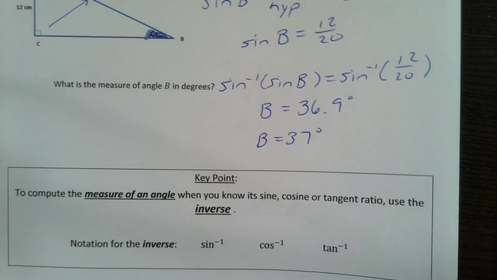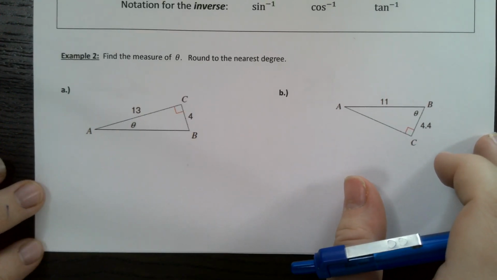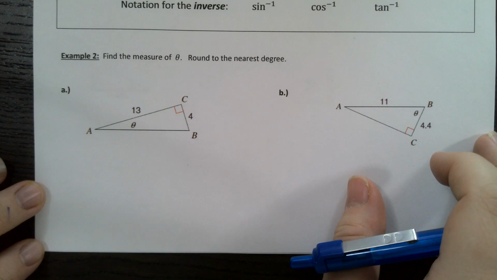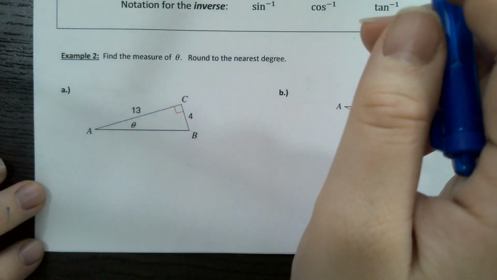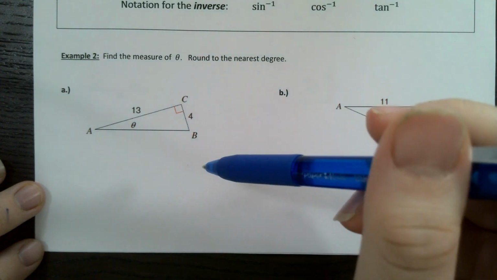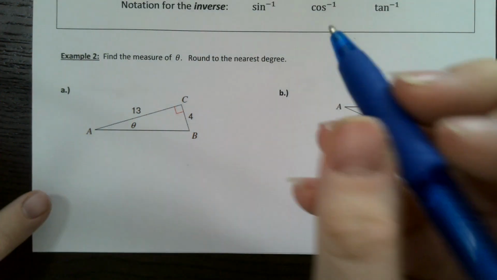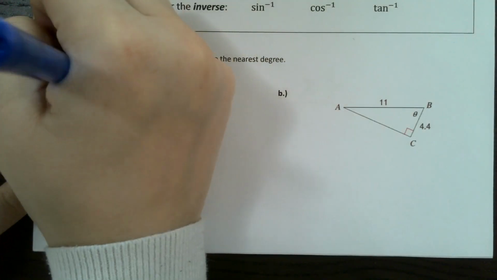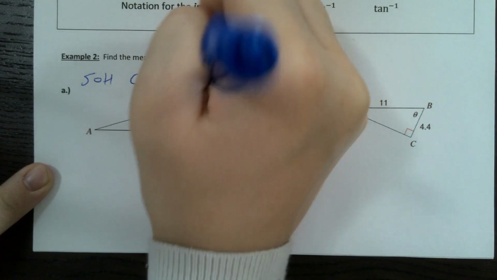So let's do another example here. So we're going to find the measure of theta and round to the nearest degree. So it doesn't tell us, in the example up here, it said, what is the sine of angle B? It doesn't tell us which trig relationship we're going to be using here. So we have to figure that out ourselves. So we have to decide out of SOHCAHTOA which one we're going to be using.